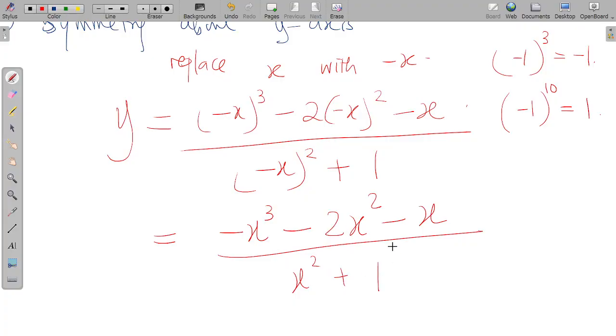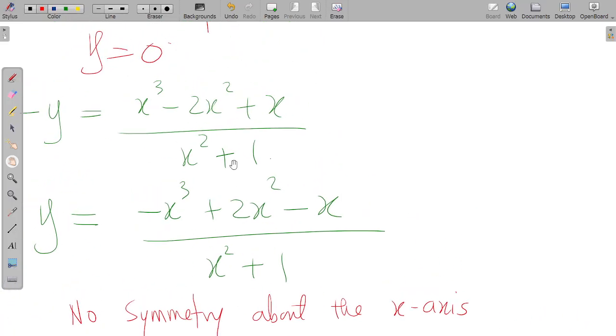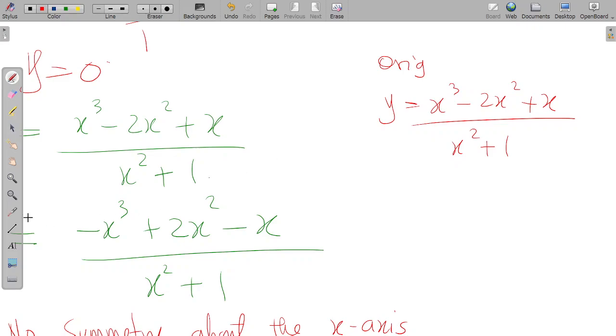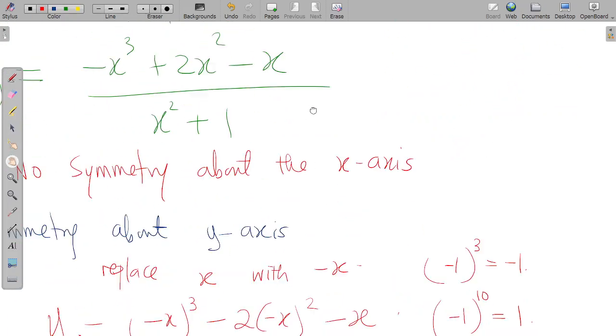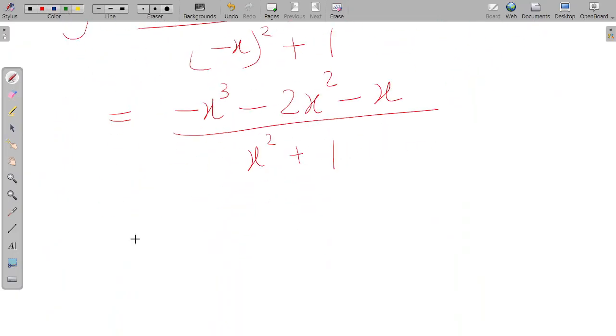Okay, if you look at this equation with the original equation that we have, this is the original equation. Let me write the original equation again here. Okay, this is the original equation. If you compare this with the original equation, you will discover that they are not the same. So there is no symmetry about the y-axis.